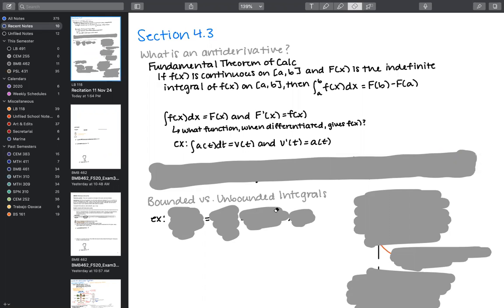But one thing I will note before getting into that is that it's very important that if you're writing an integral symbol, if you draw this little squiggle, you must have d something, dx, dt, whatever variable the derivative or antiderivative is being taken with respect to. You've got to have this dt.